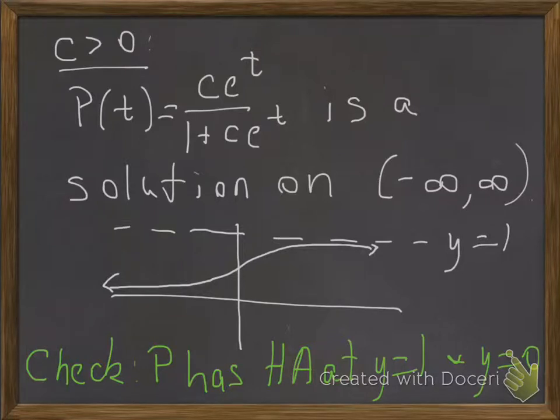that it has a horizontal asymptote at y equals 1 and at y equals 0, and I'd like you to use the definition of horizontal asymptote to check that, so you might need to review what the definition of horizontal asymptote is. And in fact, you can also figure out what that y-intercept is. It's c over 1 plus c, and you should confirm that as well. So this is a perfectly well-defined solution on the whole real line.